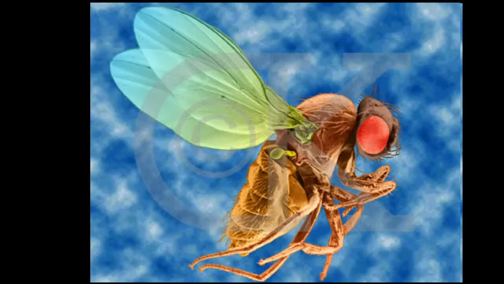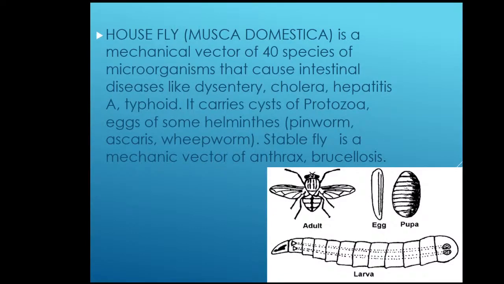The next family of order Diptera is family Muscidae. It includes different flies. Our first fly is the house fly, Musca domestica. This is the simple house fly, which lives everywhere. The medical importance of the house fly is that it is a mechanical vector of spores of bacteria, eggs of helminths, and cysts of different pathological protozoa. So the housefly is a vector for dysentery, cholera, hepatitis, and many other human disorders.